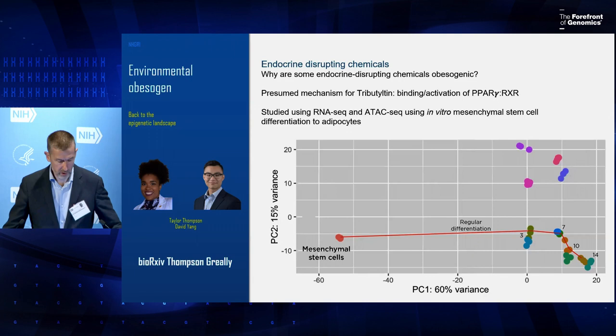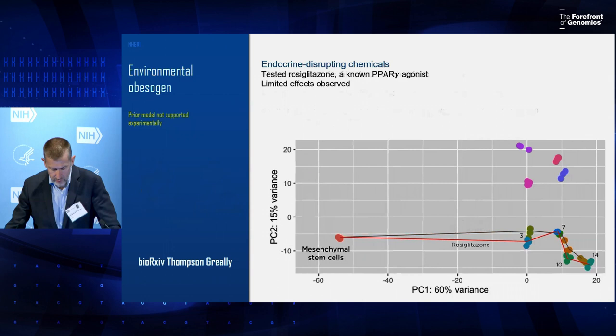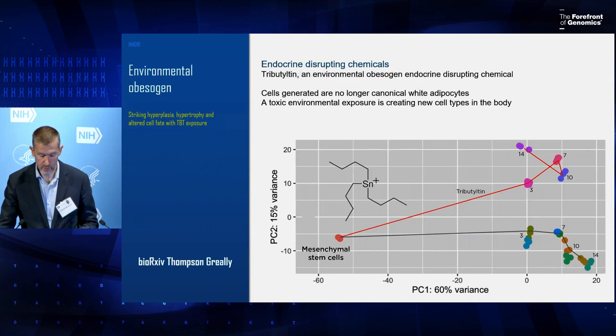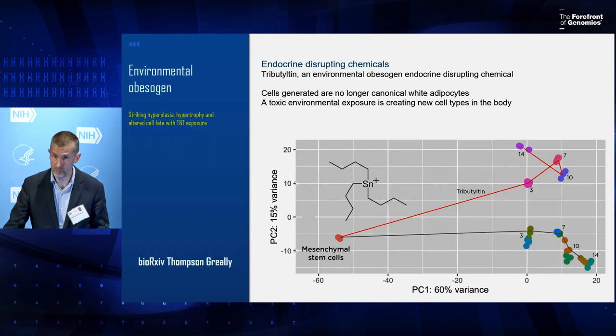This principal component analysis plot here is showing the variation that you see with expression over the several time points. Regular differentiation, as shown with the red line. We used a PPAR gamma agonist, rosiglitazone, and showed that there really wasn't that much of a difference in terms of gene expression. But when you hit these cells with tributyltin, they really started to change in many ways. So what you're seeing here is gene expression differences, but what you don't see is that they also became hyperplastic, hypertrophic, with an increased amount of lipid within them earlier. And when we looked at the gene expression patterns, it looked like there was beiging of the adipose tissue. It started off as white, and then this was inducing genes that were associated with beige adipose tissue. So it's almost like it's a different cell type that's being produced.